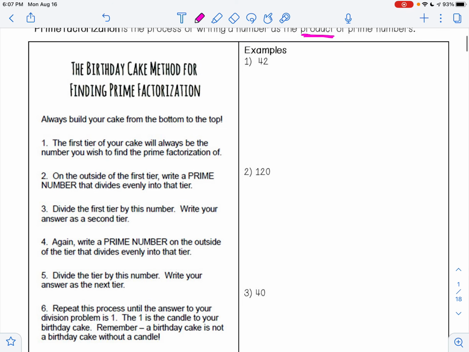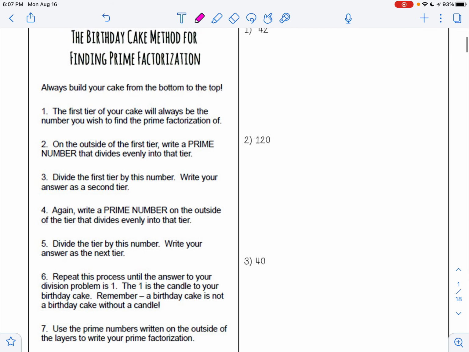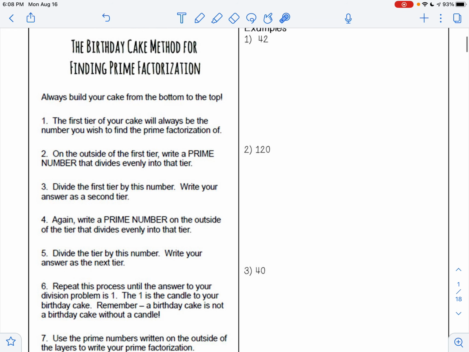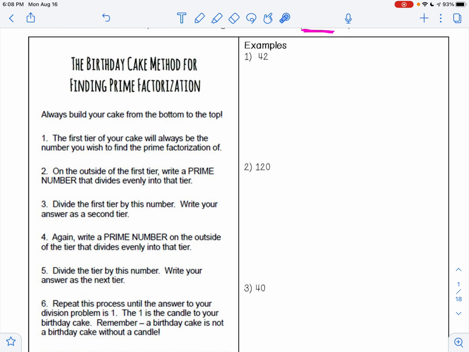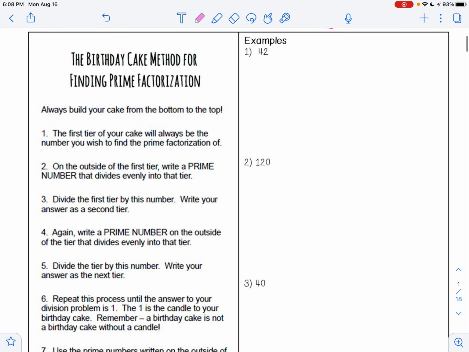The steps that I'm going to use are over here on the left. These are the steps that I'm going to follow. But I think it's easier just to show you with an example. So let me show you. On example 1, I have 42. To find the prime factorization of 42, I'm going to begin by writing 42, and that is going to be the base of my cake.